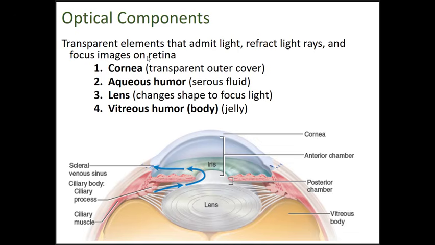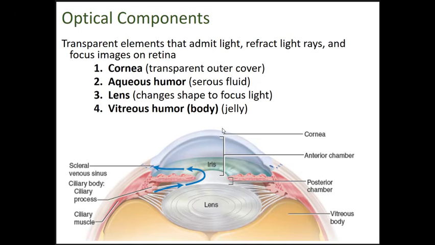The optical components of your eye are these elements that are going to emit light rays. They're going to bend or refract them and focus the image on your retina, which is going to allow for interpretation of what you see in your environment. The cornea we described already. The aqueous humor we discussed as well, and the lens, but what's new to you is the vitreous humor.